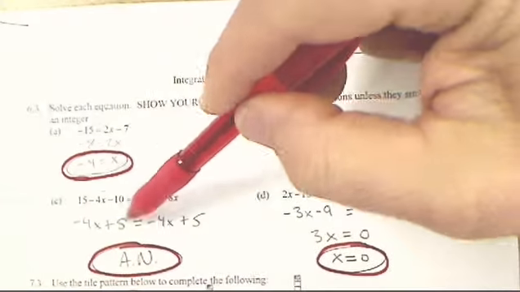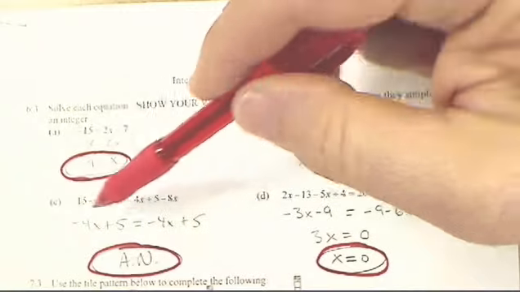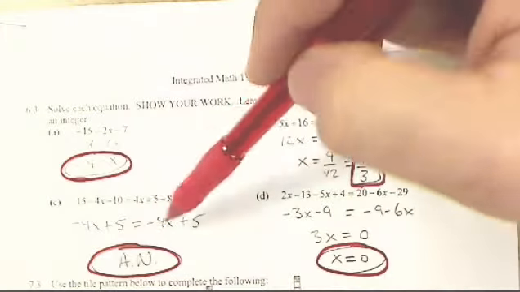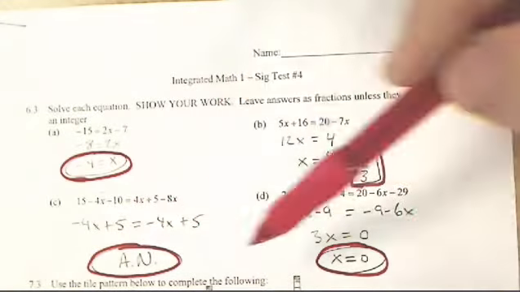Combine like terms, and you end up with the same thing on each side. So that means all numbers will work.